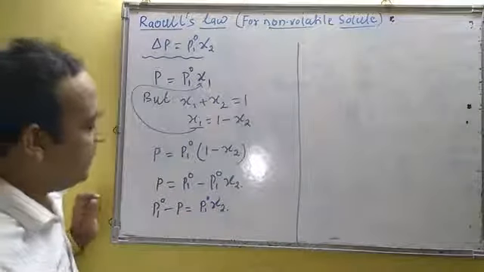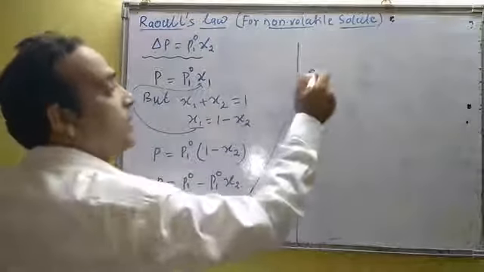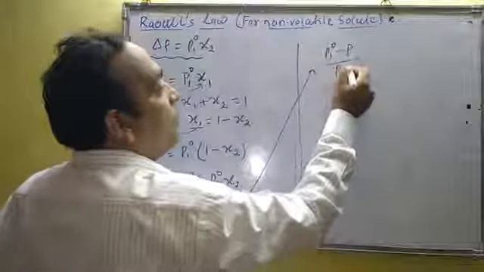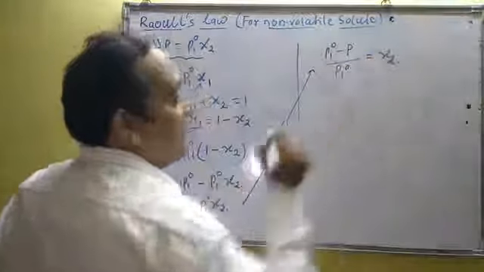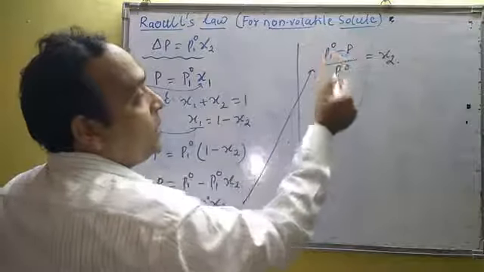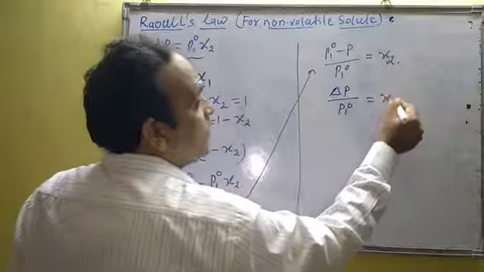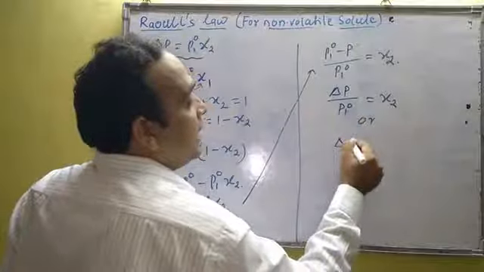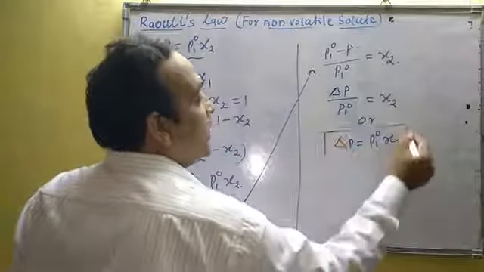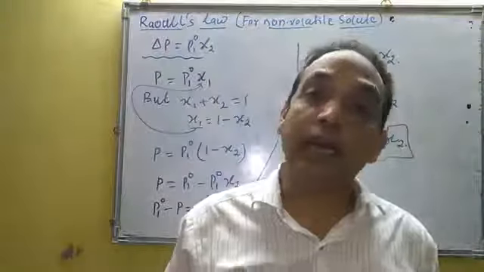P10 minus P is equal to P10 x2. Again rearranging this equation, we get (P10 minus P) upon P10 is equal to x2. But P10 minus P is the delta P. So delta P upon P10 is equal to x2, or we can say delta P is equal to P10 x2. Okay, so in this way we can show Raoult's law for non-volatile solute.